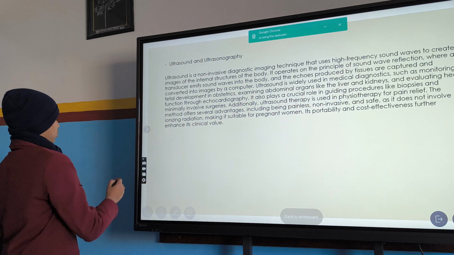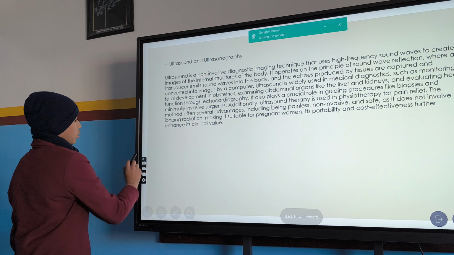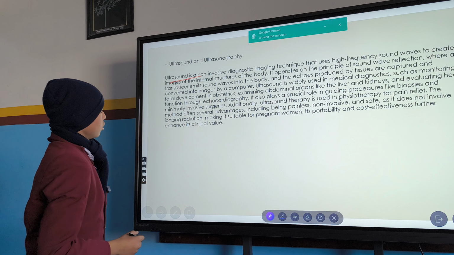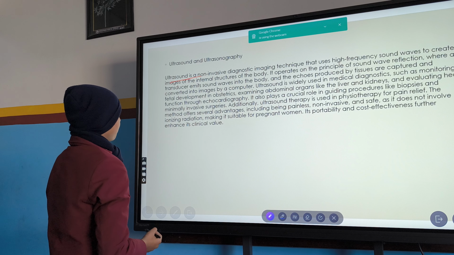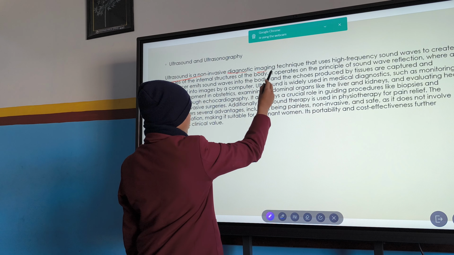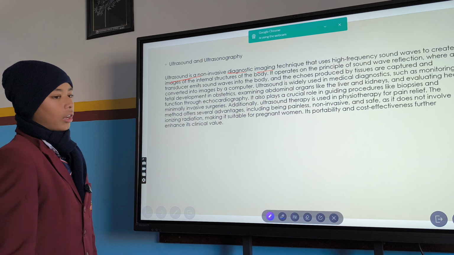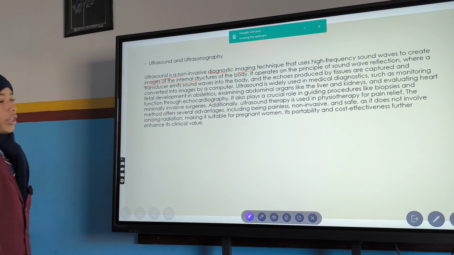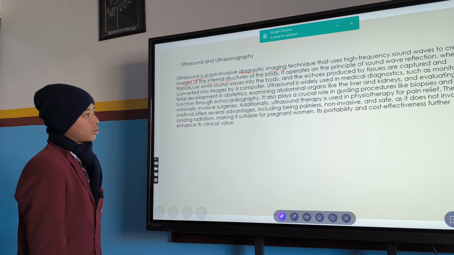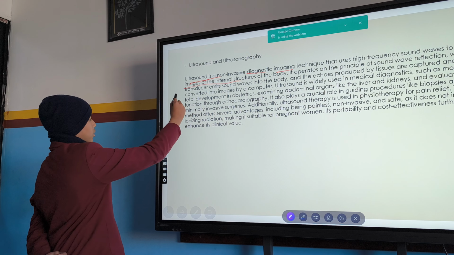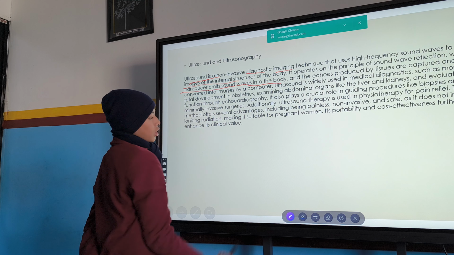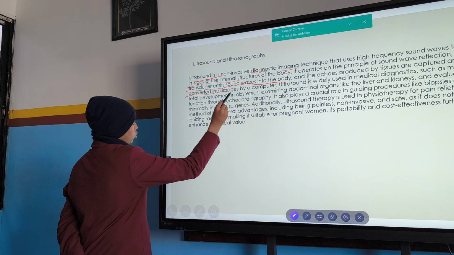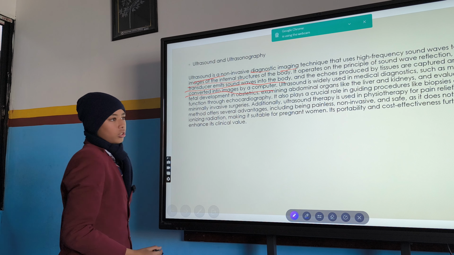Ultrasound and sonography. Ultrasound is a non-invasive diagnostic imaging technique that uses high frequency sound waves to create images of the internal structure of the body. It operates on the principle of sound wave reflection, where a transducer emits sound waves into the body, and the echoes produced by tissues are captured and converted into images by a computer.